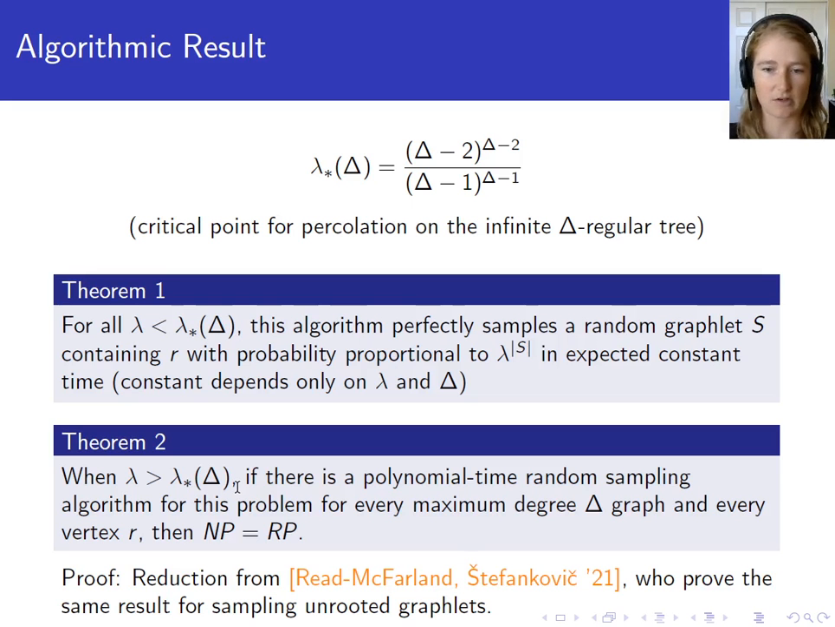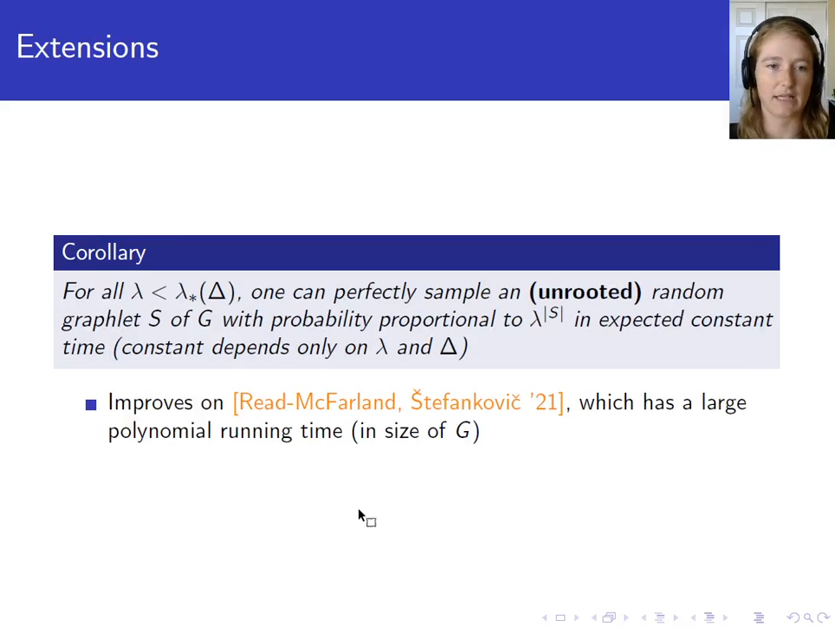And our proof for this theorem is just a reduction from Reed, McFarlane, and Stefankovic, who proved the same thing for the sampling unrooted graphlets problem. So we just adopt their reduction and show that this is hard for the problem of sampling rooted graphlets as well, building on their work for sampling unrooted graphlets, where you just want a connected induced subgraph, but it does not have to contain any particular vertex. And I will also mention that we can extend our algorithm for the unrooted case as well. So if you just wanted to sample a random graphlet with probability proportional to lambda to the number of vertices, in expected constant time, we can do that.